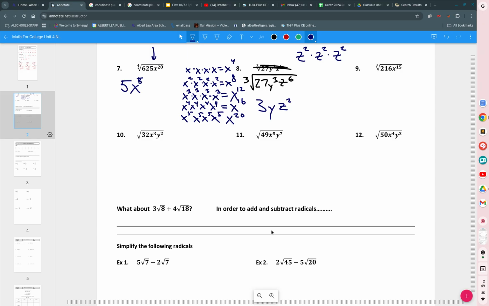Do you remember on the front what was the cube root of 216? 6. And then what do we multiply 3 times together to get x to the 15th? X to the 5th. Okay, so that's really nice if it's a perfect 4th or a perfect cube. But what about number 10?